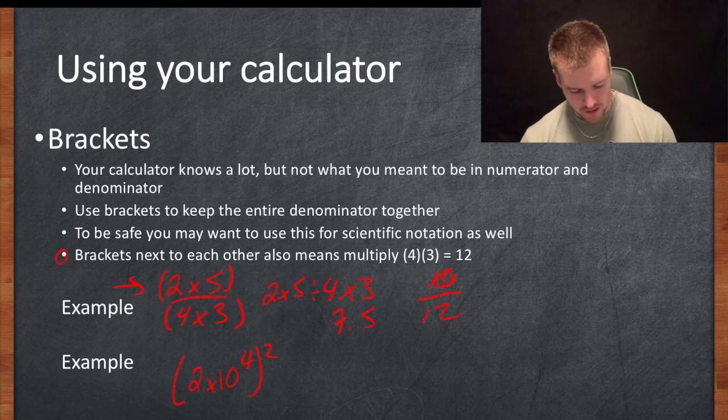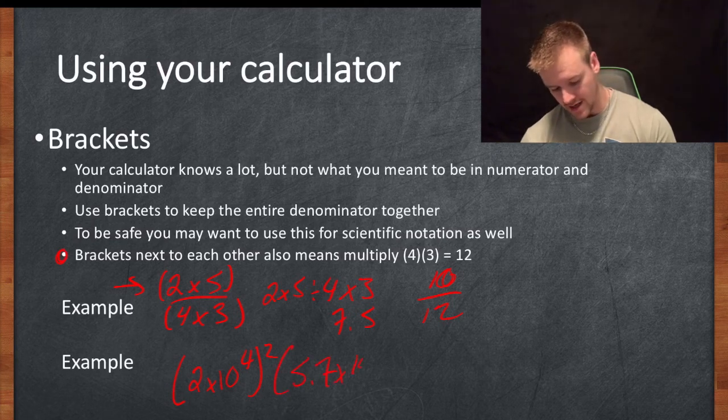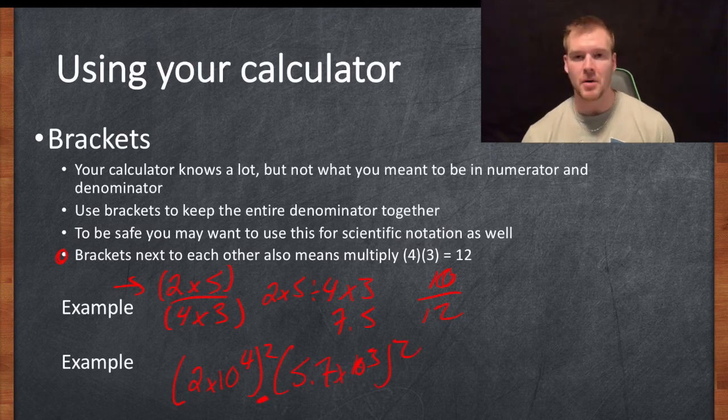And also just to note, brackets next to each other means multiply. So if I put 4 in brackets and then 3 in brackets, it'll give you 12. Not really that useful for those operations, but say you have to enter this 2 times 10 to the 4 squared and then multiply it by 5.7 times 10 to the 3 squared. You just don't have to put the multiply in there. You just put the brackets next to each other and they will multiply.